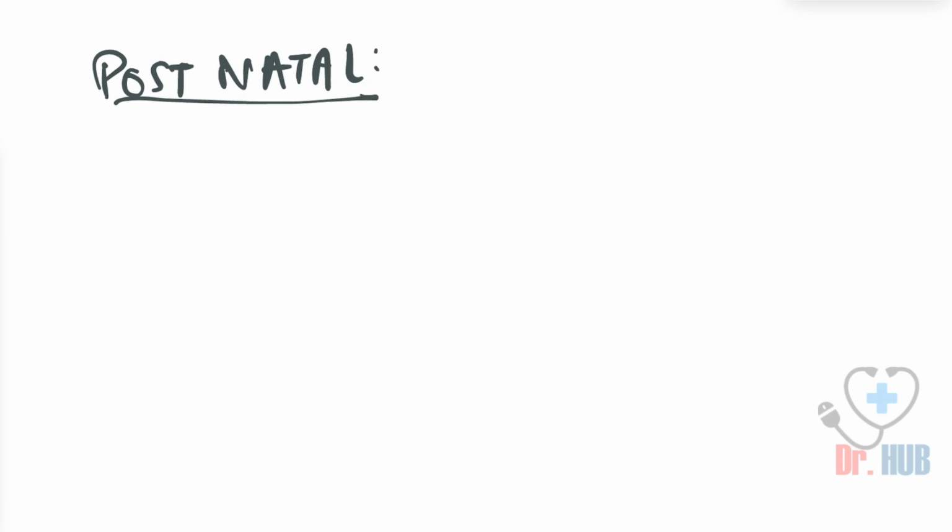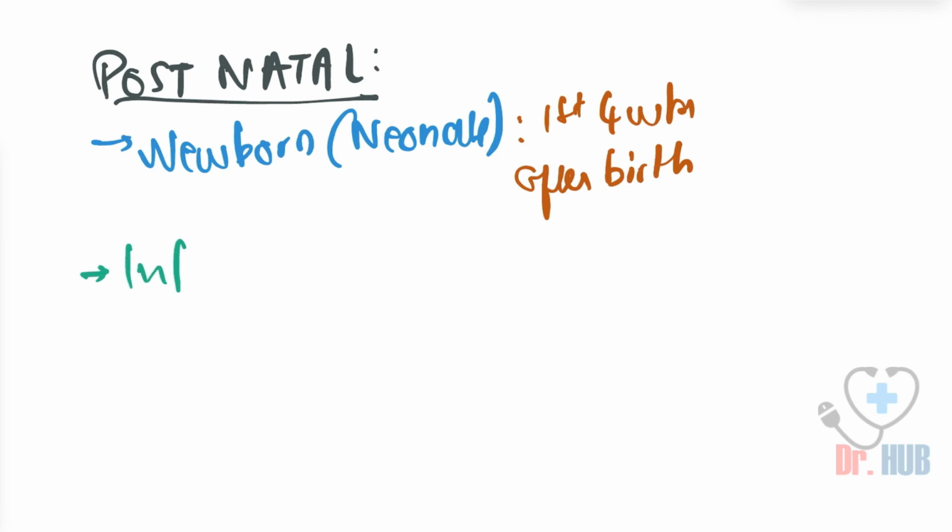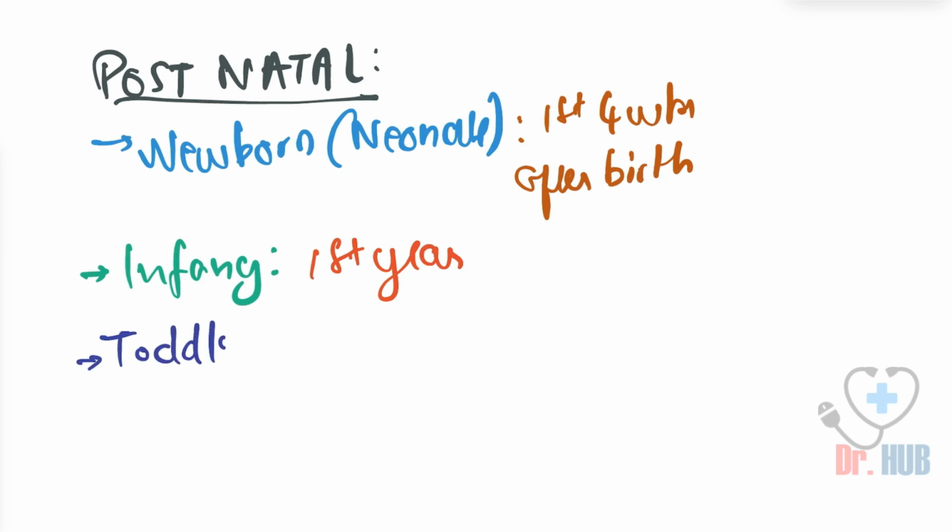In the postnatal period, we have some terms such as the newborn. Newborn is nothing but the neonate. It is the first 4 weeks after birth. Next we have the infancy. Infancy is nothing but the first year. After that, we also have toddler. Toddler is from 1 to 3 years.